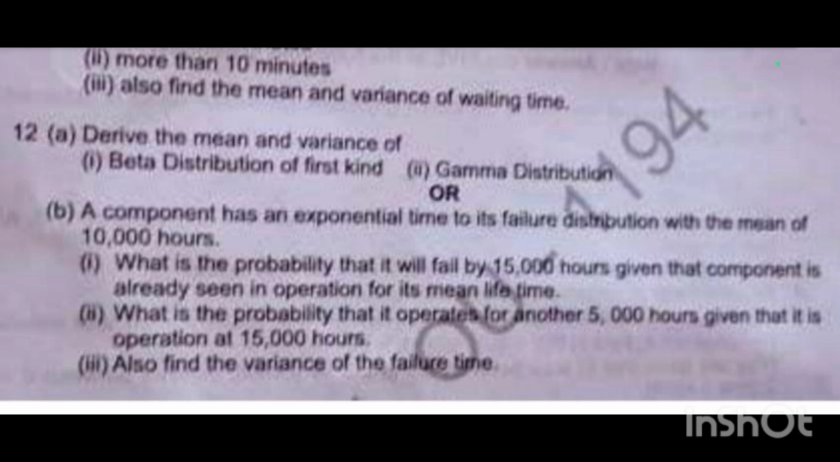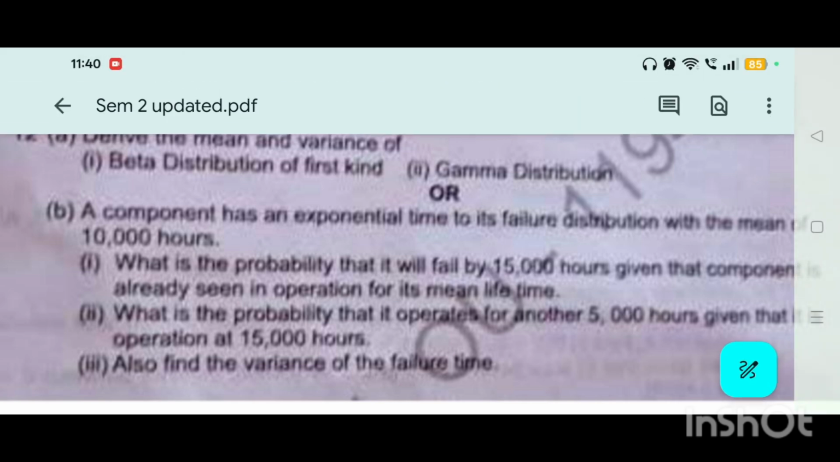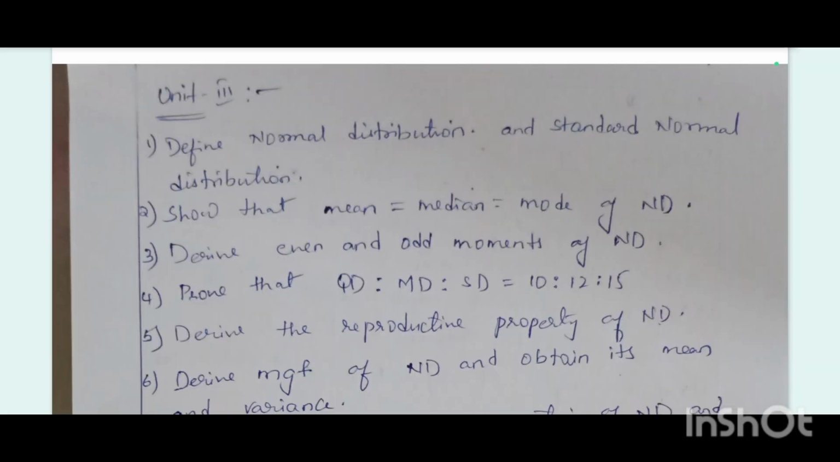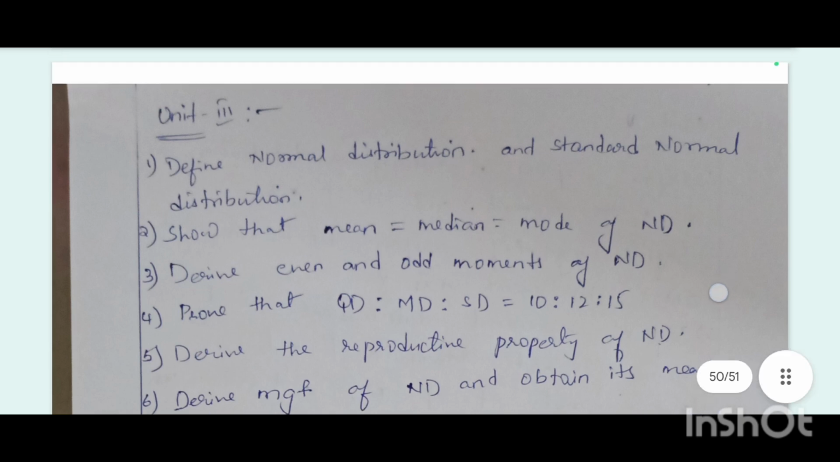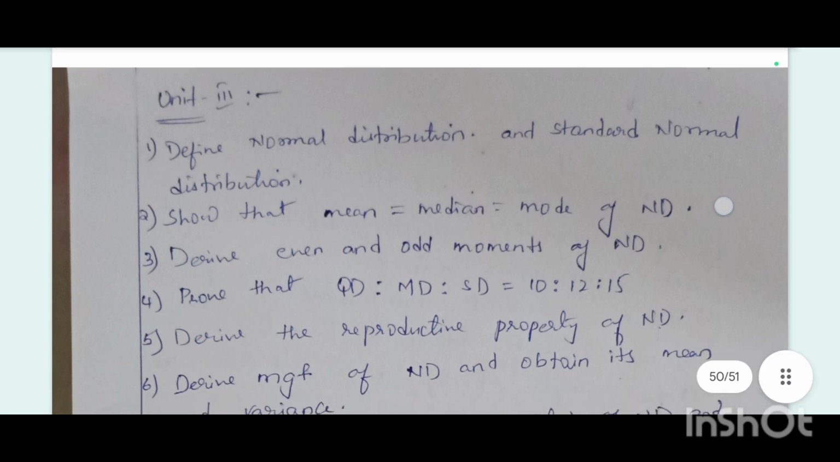Here the failure time follows which distribution? Exponential distribution. So you can easily find it out by using the variances and all. Okay, next, coming to the next question and problem also we will discuss. Coming to unit 3, define normal distribution and standard normal distribution.